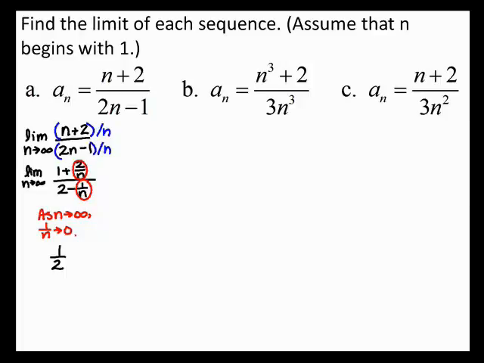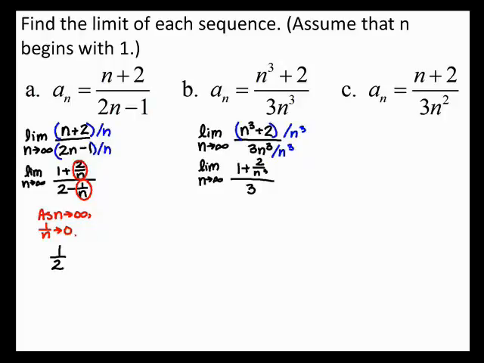Part B. a sub n equals (n cubed plus 2) divided by 3n cubed. Set up the limit of a sub n as n approaches infinity. Divide the numerator and denominator by the highest power of n, which is n cubed. You know that as n approaches infinity, 1 divided by n cubed approaches 0. Substitute 0 in for 1 divided by n cubed. You find that the limit of a sub n is 1/3.